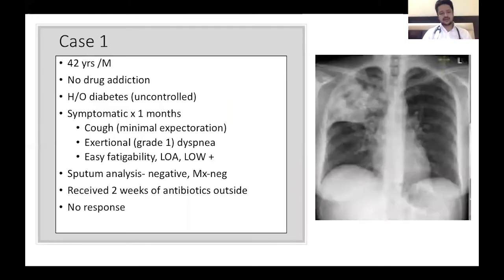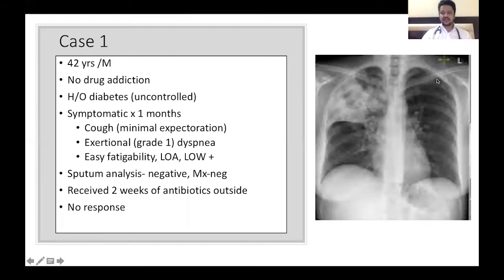So now we are done and we will start with case 1. Here we have a 42-year-old male with no drug addiction, with a history of uncontrolled diabetes. He was symptomatic for the last 1 month with complaints of cough, dyspnea, easy fatigability, loss of appetite, and loss of weight. Sputum analysis was inconclusive, and the test was negative. He received 2 weeks of antibiotics outside, but there was no response.